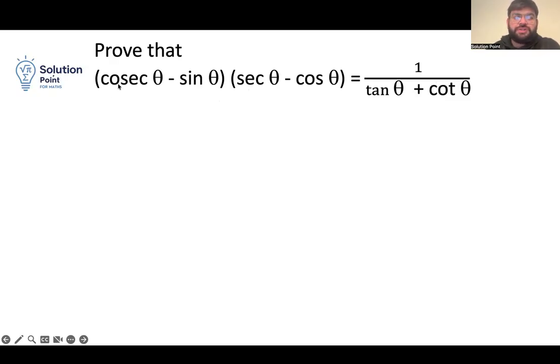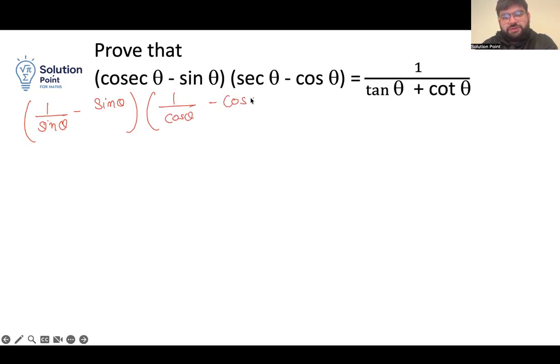Now to solve this question, as we know that cosecant theta is 1 over sine theta and secant theta is 1 over cos theta. So let's replace cosecant theta and secant theta in terms of sine and cos. So this will be (1 over sine theta minus sine theta), and in this bracket, (1 over cos theta minus cos theta).